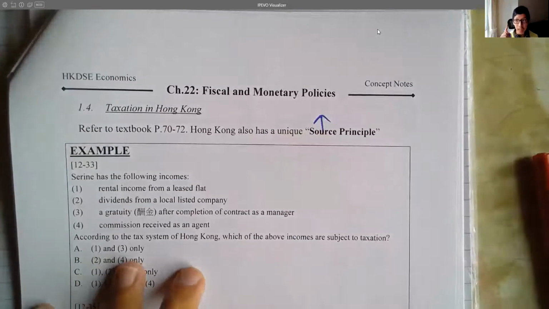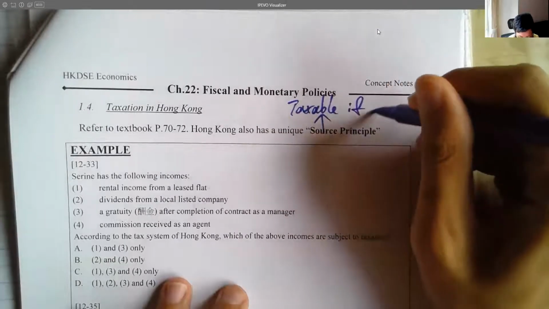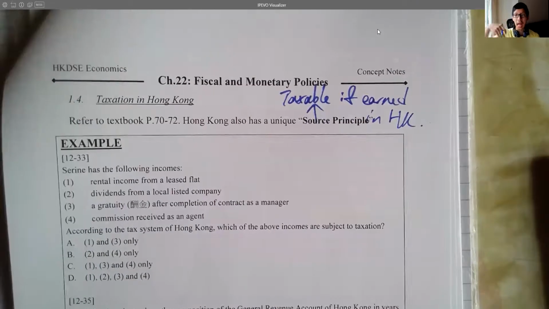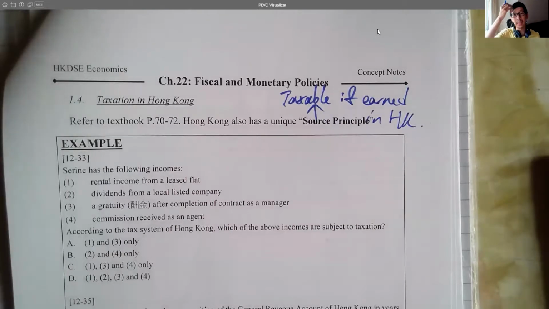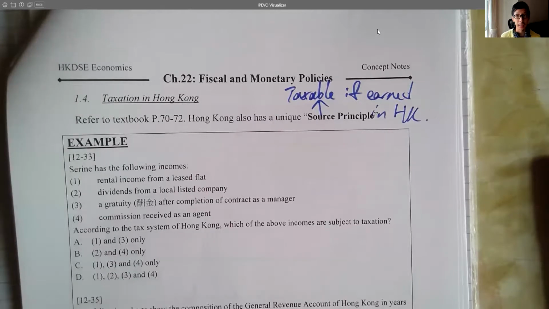It means that income is only taxable if it is earned in Hong Kong. So money you earned outside of Hong Kong would not be subject to taxation in Hong Kong. Let's say, for example, I take a break and go to the US to teach economics for half a year, and I get a salary from the US. Then I do not need to pay tax for that half-year salary because it is not earned from Hong Kong. Okay? So we call this the source principle.